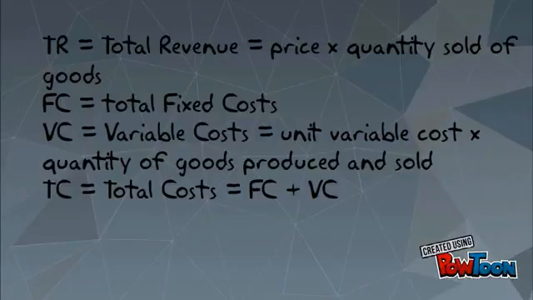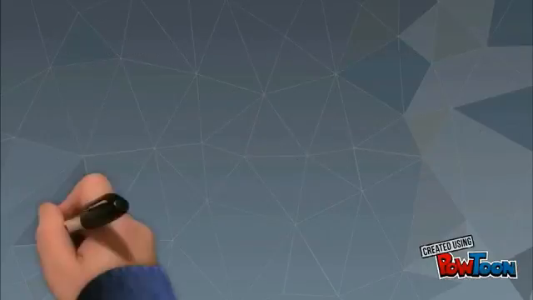TR stands for total revenue, that is price multiplied by quantity sold of goods. FC stands for total fixed costs. VC stands for variable cost, that is unit variable cost multiplied by quantity of goods produced and sold. TC stands for total cost, that is fixed costs plus variable costs.